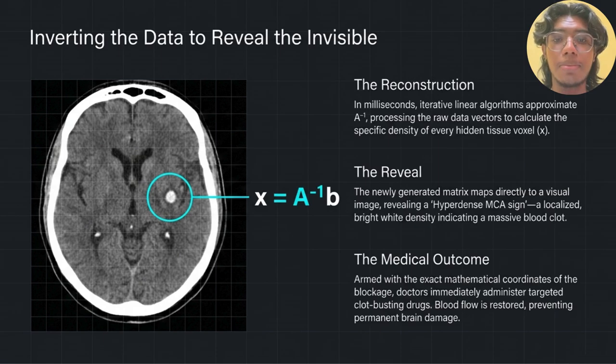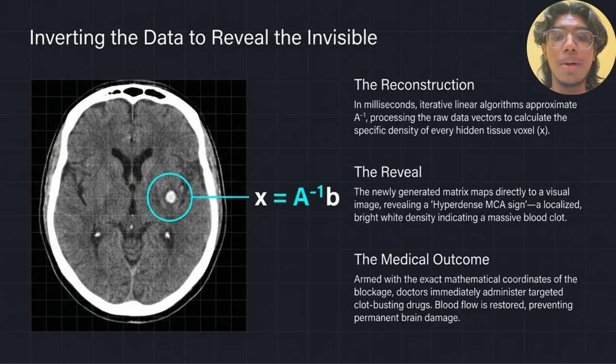Next, the raw CT data must be processed mathematically. This is where the matrix inversion becomes very important. The relationship can be written as X equals A inverse B. Here, B represents the data collected by the CT scanner, A inverse represents the inverse matrix used to reconstruct the image, and X represents the final image that doctors can interpret. Through this reconstruction process, the system converts the raw data into a clear CT image.